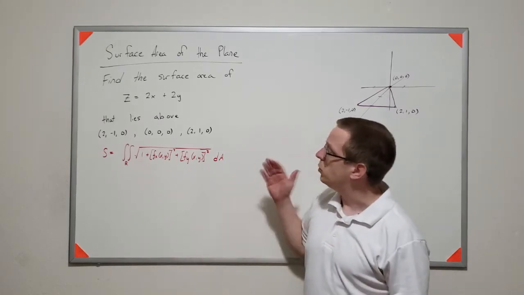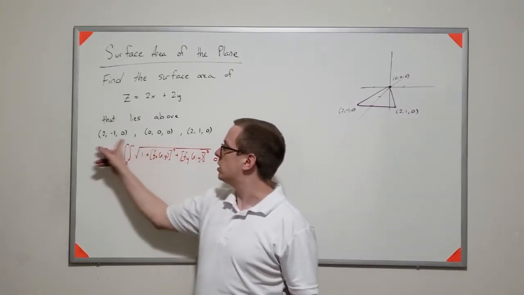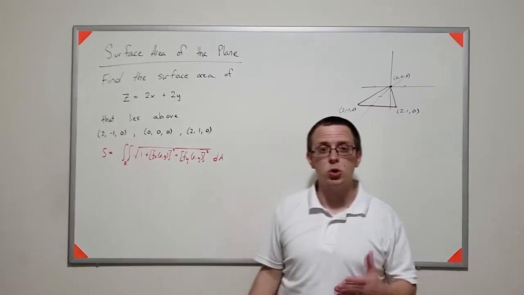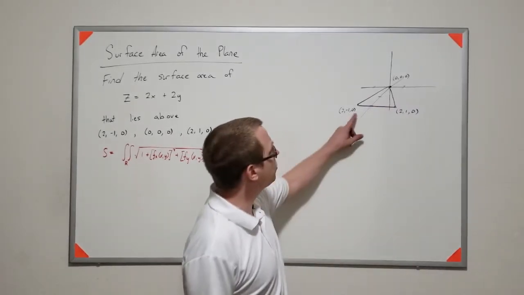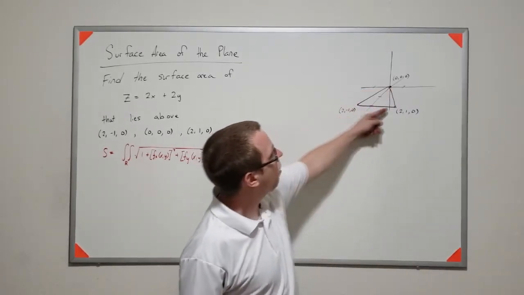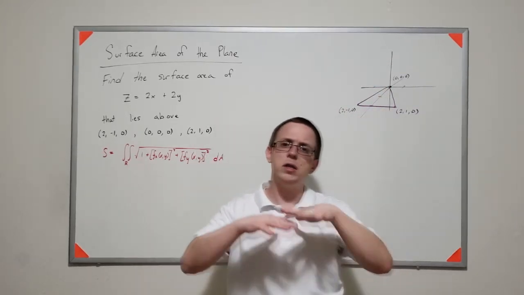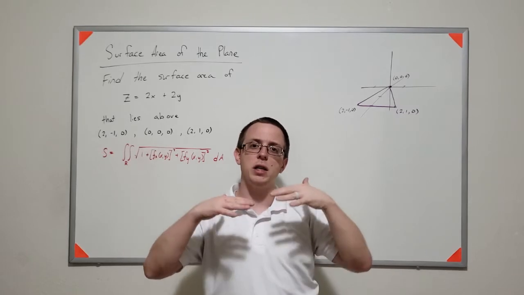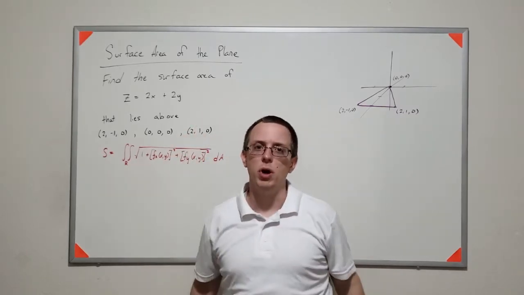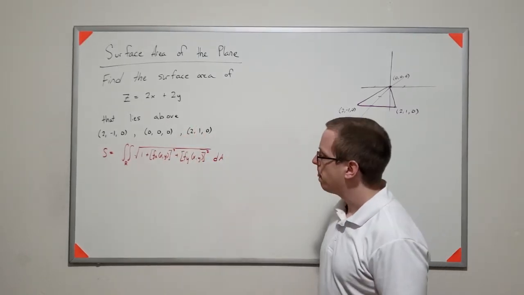And we want to figure out just the piece that lies above this little triangle. If we plot those pieces here, we see that it carves a triangle. And we say, okay, what's the surface area of the piece that lies directly above that triangle?